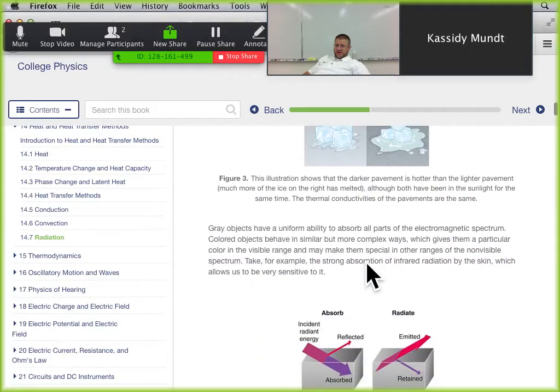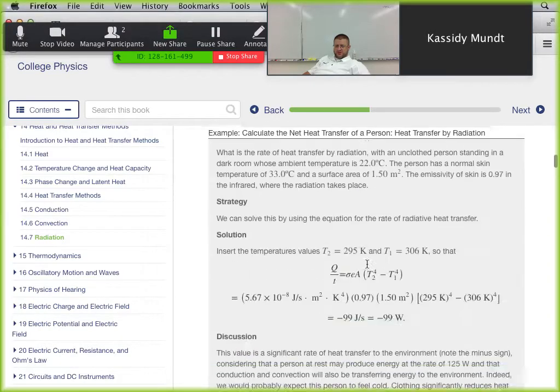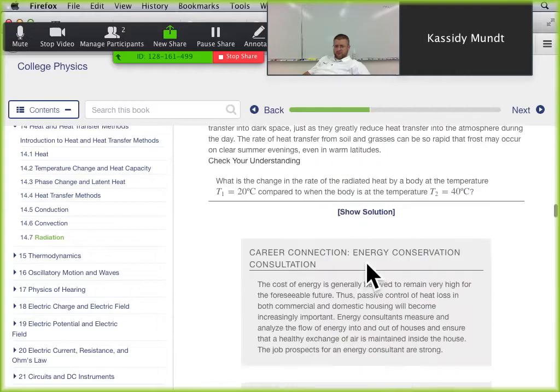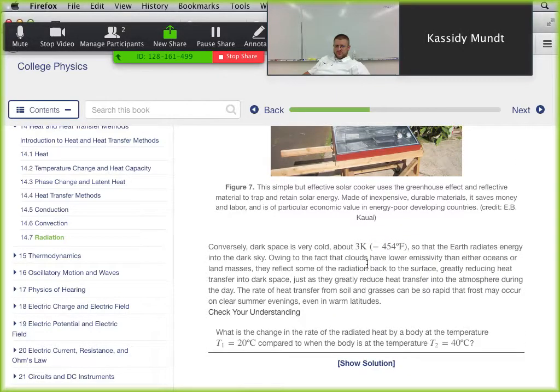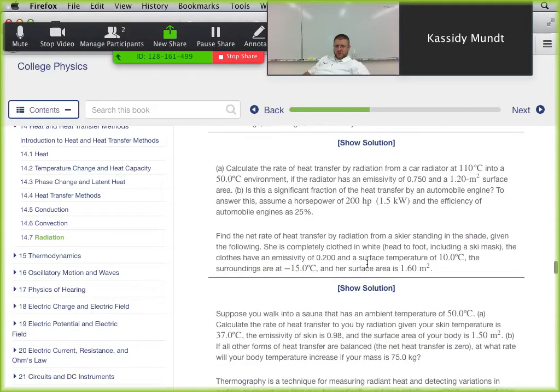And then the radiation one, we did a problem using the temperature and our radiator, the car radiator. Calculate the rate of heat transfer by radiation from a car radiator at 110 degrees Celsius to a 50 degrees Celsius environment. So there you go.